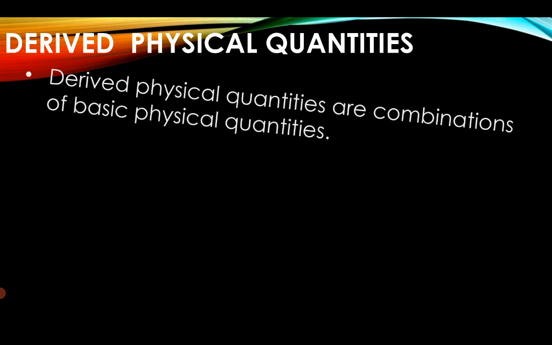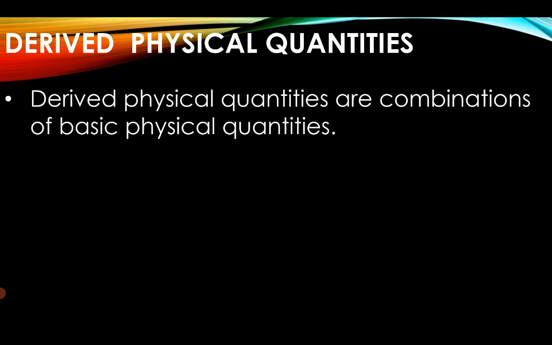All right, so other than basic physical quantities, another type of quantities is called derived physical quantities. The word derive means to obtain something from another. The definition of derived physical quantities is that these are physical quantities which are combinations of basic physical quantities. Once again, derived physical quantities are combinations.